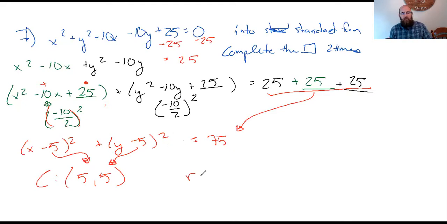Then let us look at our radius. Well, it's going to be the square root of the 75, right? Because r squared equals 75. That came from my equation, the general form of this equation. So I need to square root both sides.